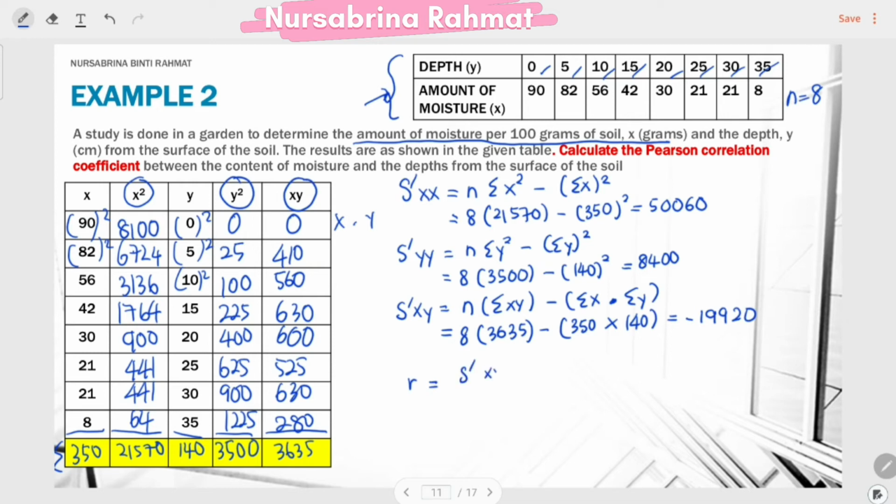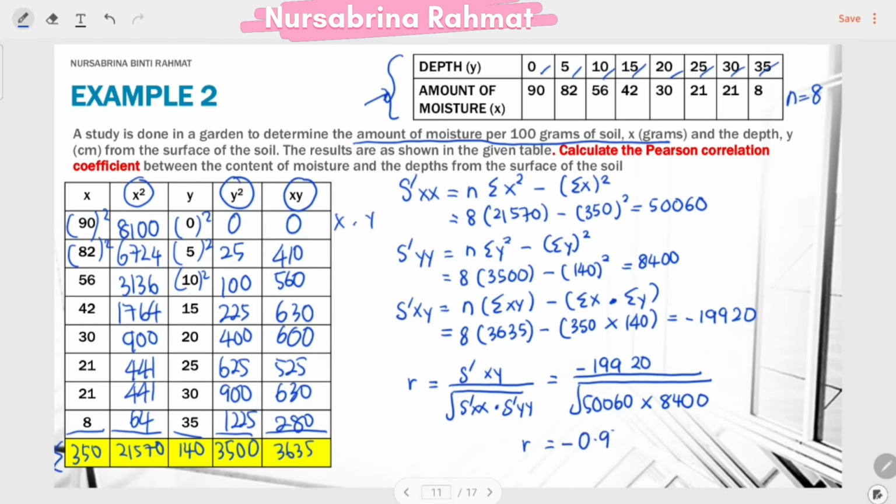Now we are ready to find our Pearson correlation coefficient, which is R equals S prime XY over the square root of the product of S prime XX multiplied with S prime YY. Let's substitute the calculated values, which is 50060 multiplied with 8400. Please include whether it's positive or negative, because it will affect the final answer. So we get negative 0.97.